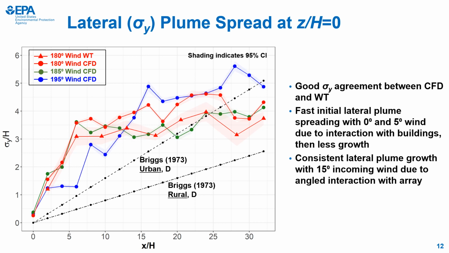Adding in the 5 and 15 degree oblique wind sigma Y lines, we can see that the relationship is somewhat similar, although the 15 degree case in blue grows a bit more consistently with downwind distance due to the plume's angled interaction with the building array.